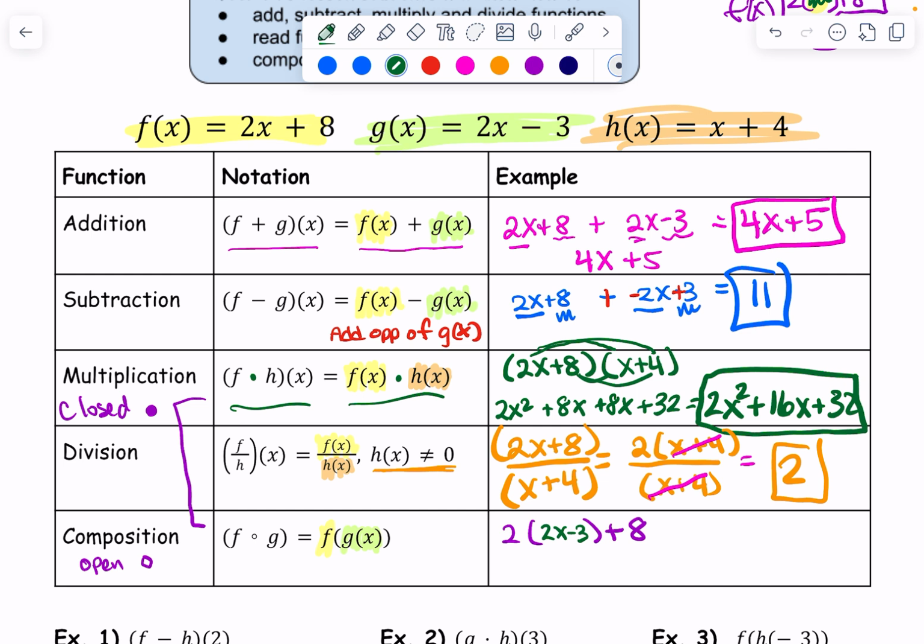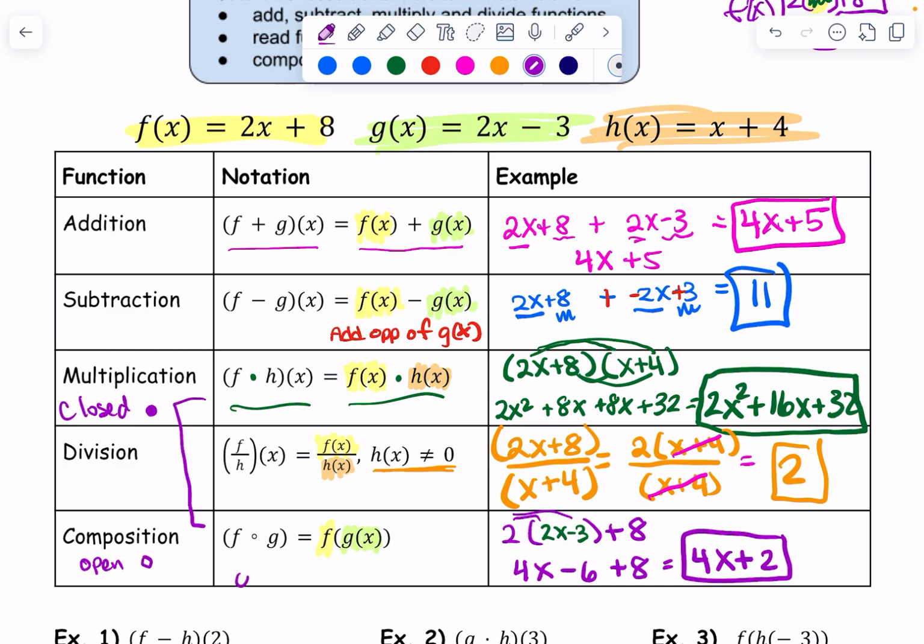And now we're just going to simplify this. So all we're going to be doing is simplifying this. So we distribute, and we get 4x minus 6. And then we add 8. And we're going to get 4x plus 2. And that's going to be what happens after we compose f and g.